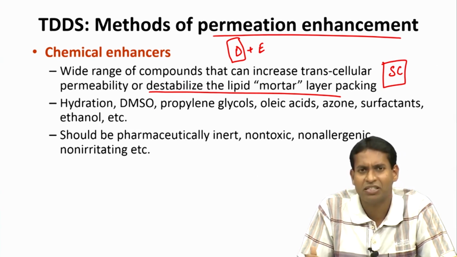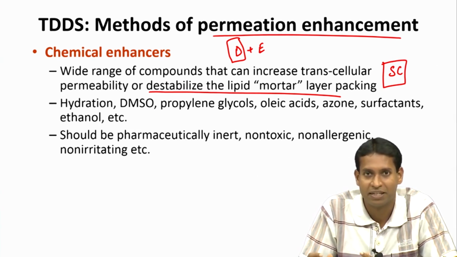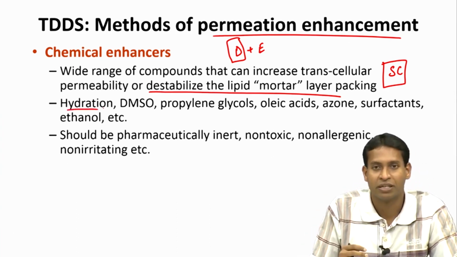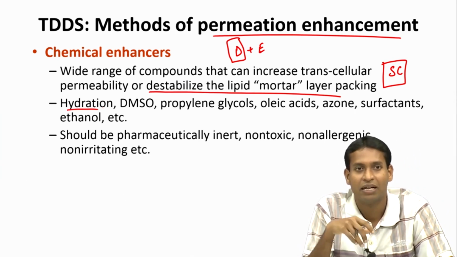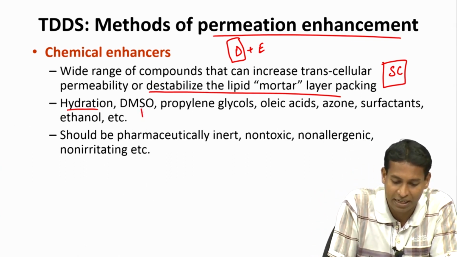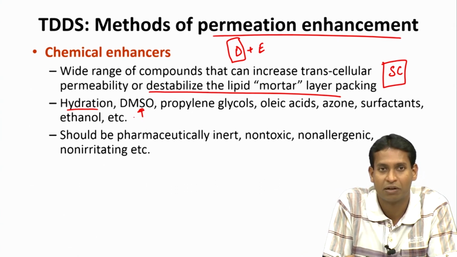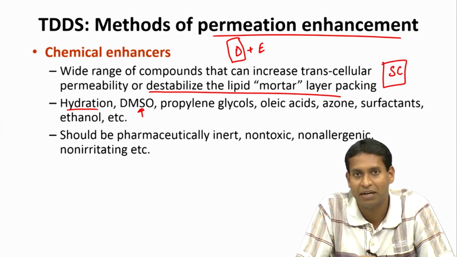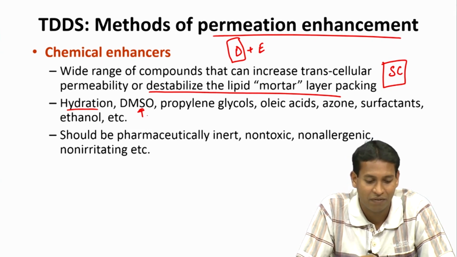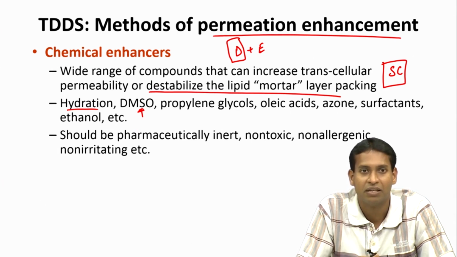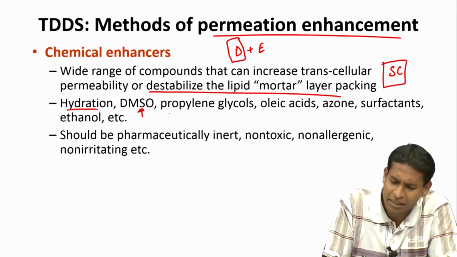So, that is essentially the whole concept of most chemical enhancers that are used in the field, and there are quite a bit of them. One is simple hydration. So, if you, instead of keeping the skin dry, hydrate it, it helps in the enhancement, not by a whole lot, but some. DMSO is an excellent enhancer, where DMSO is a quite polar solvent, and it is able to interact with the lipid mortar layer and somehow destabilize this layer packing. So if you give a drug with a DMSO, it will result in quite a lot more enhancement through your skin. Then there are some polymers that are used.